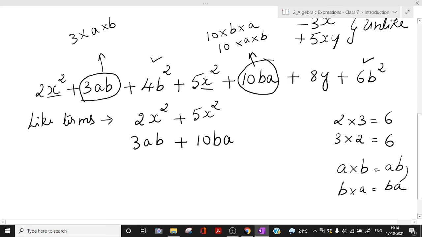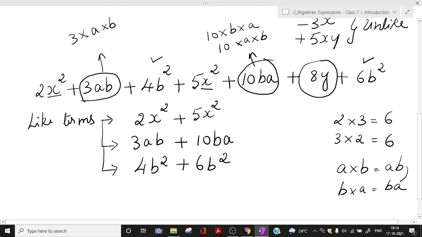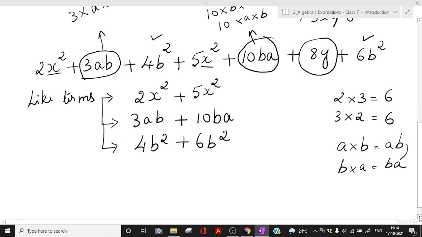Do you have one more like term? Here you have 4b square and you have 6b square. So 4b square and 6b square are also like terms. All these three pairs are like terms. Whereas when it comes to 8y, it does not have any other term. We don't have any other term with just y. Can we come up with unlike terms? So what are the unlike terms in this case?